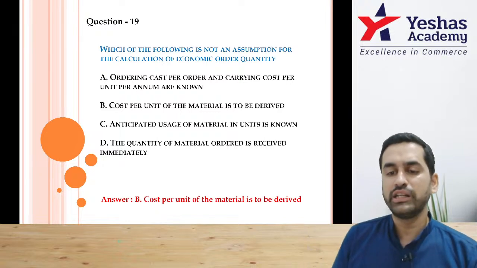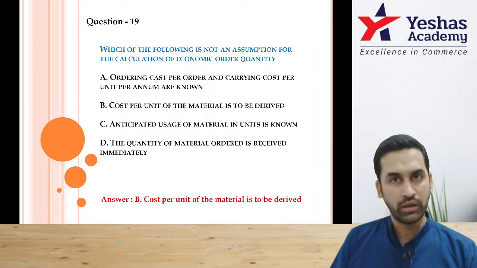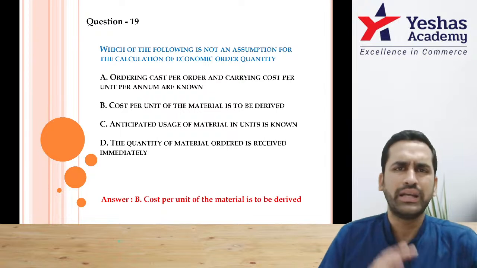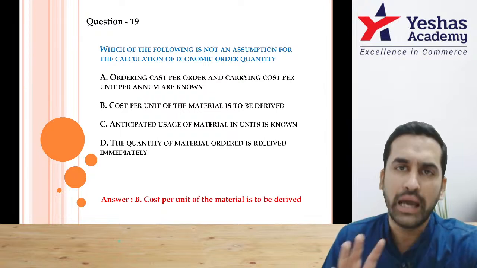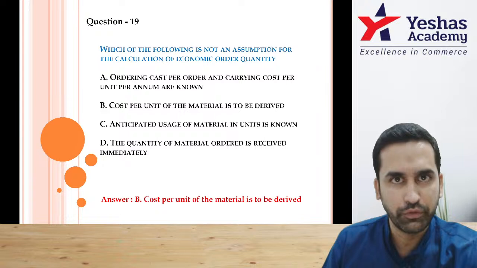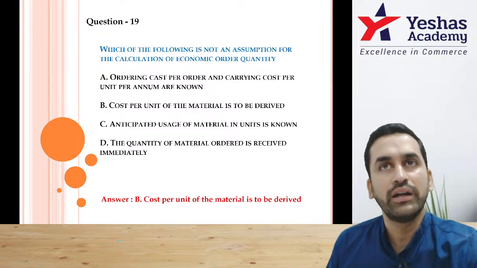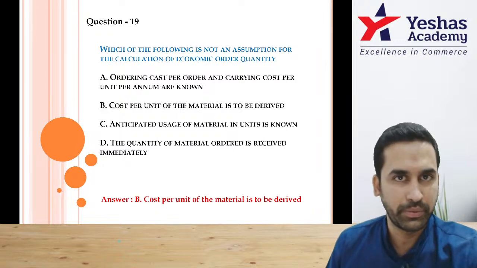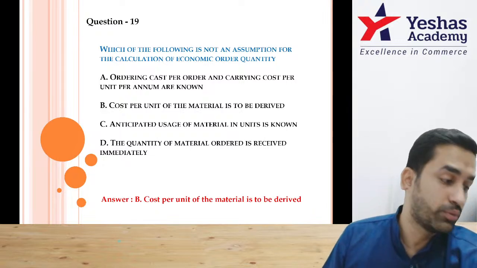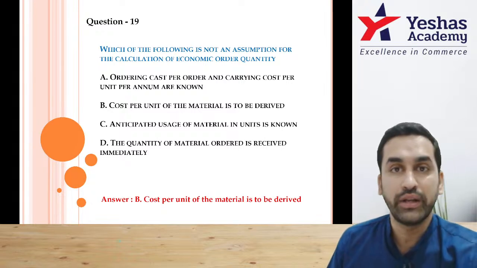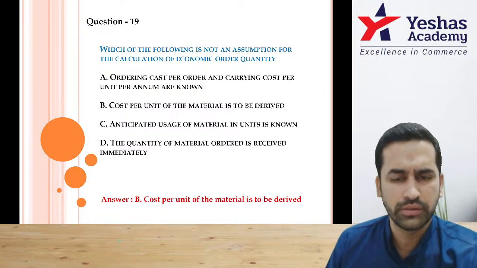Cost per unit of material is to be derived. Derived meaning what? They will not give it in the question. You have to find out how much is the purchase price per kg. That doesn't happen. They will give that information to you in the question itself. Correct? Basically, in the real world, they know how much the purchase price per kg is, and that is also assumed to be constant. There is no discount, there is no inflation, no deflation. That was one of their assumptions.